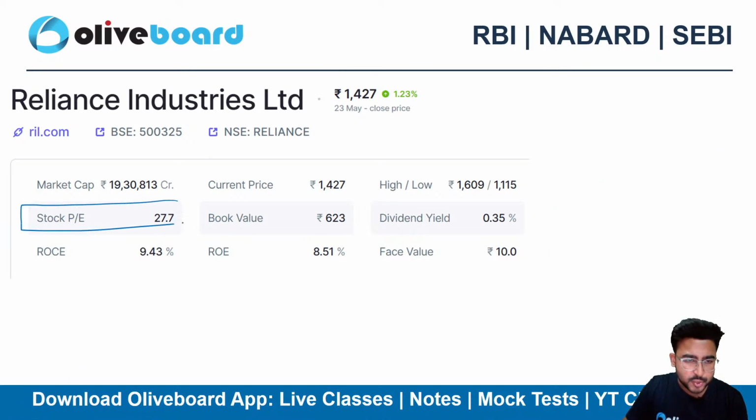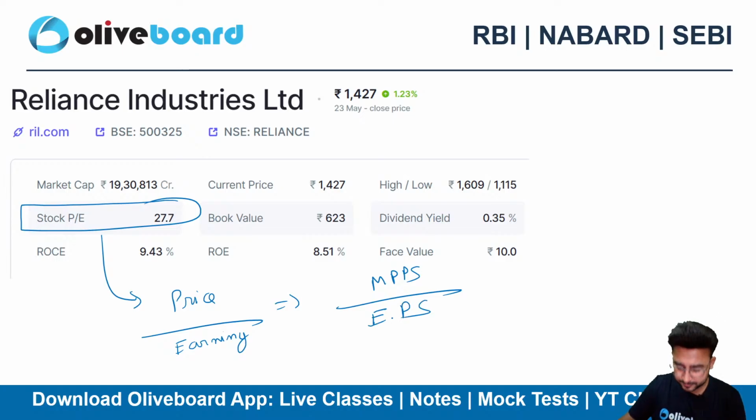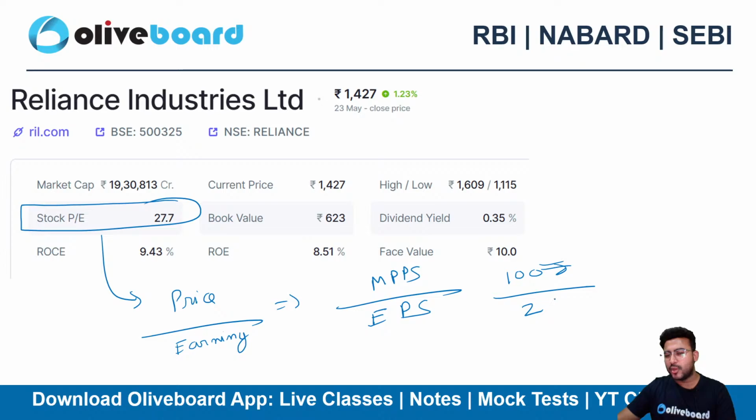Sir, what is PE ratio? It's the price earning ratio. That means market price per share divided by earning per share. Let's suppose you have a market price of 100 rupees. However, you are able to earn only 2 rupees per share. That means 50 is your PE ratio. Your PE ratio is 50 times.